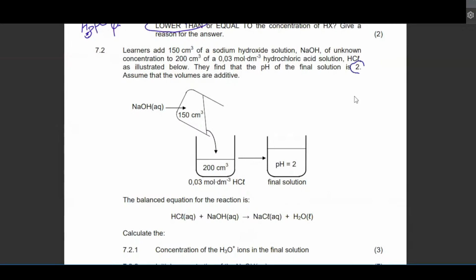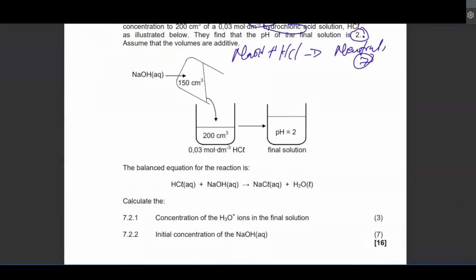Why should the pH be 2, yet you reacted a strong base and a strong acid? Because if sodium hydroxide reacts with the hydrochloric acid, I expect it to have a neutral solution, which is a pH of 7. Why a pH of 2? Then it means that there was some excess hydrochloric acid in this reaction. So it means that now hydrochloric acid is going to be in excess. So let's continue and find the question they're asking.